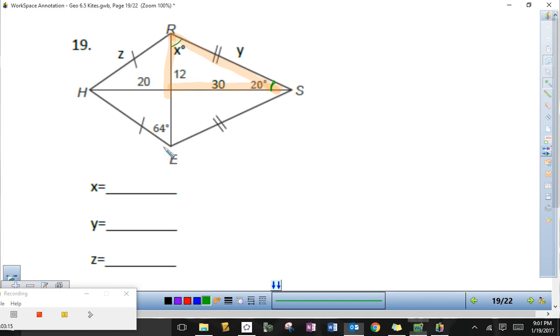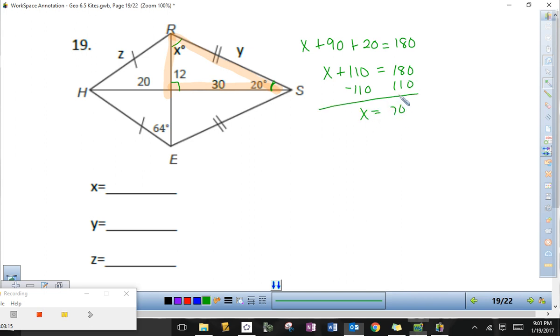If it's a kite, I know that the diagonals are perpendicular to each other, so that has to be a right angle. Based on that information, I know that those three angles, x, 90, and 20, have to add up to 180 since it's a triangle. So I've got x plus 110 equals 180. If I subtract that 110 over, I get x equals 70 degrees.